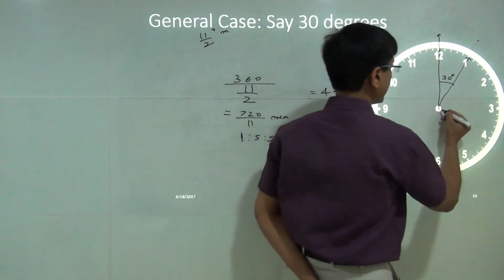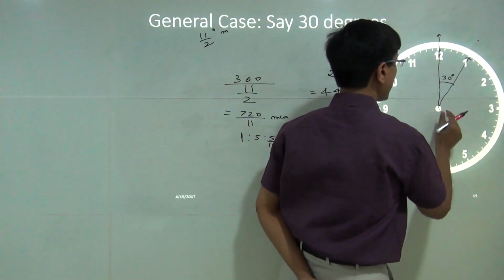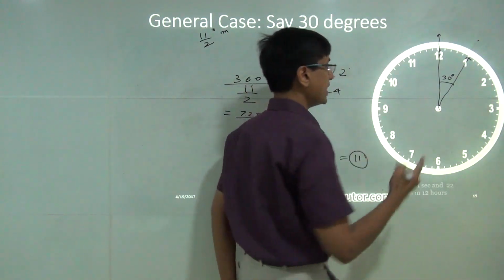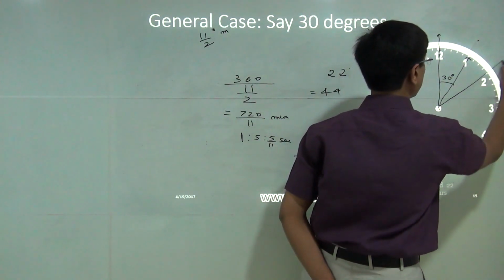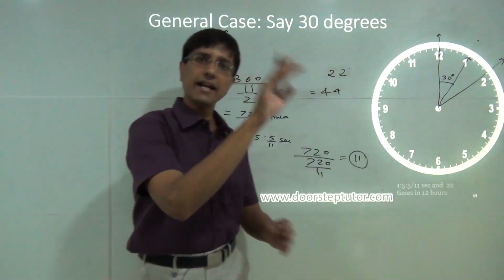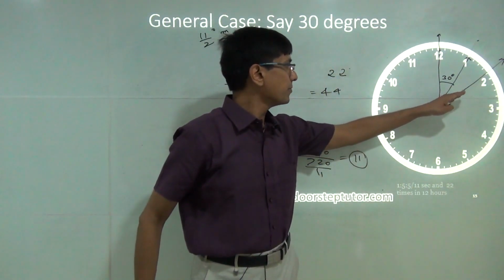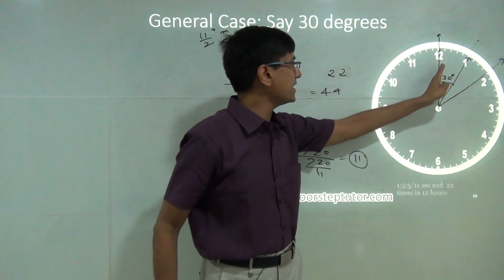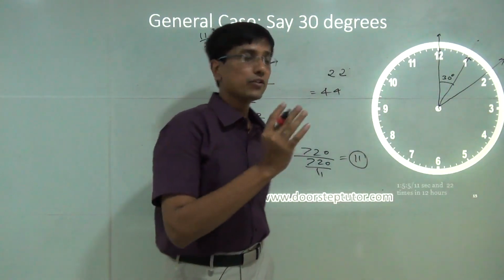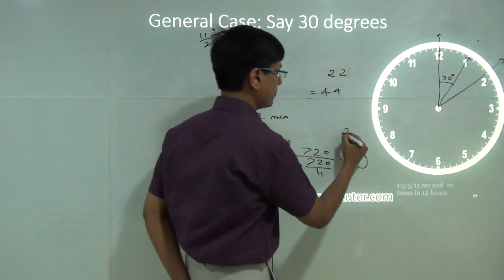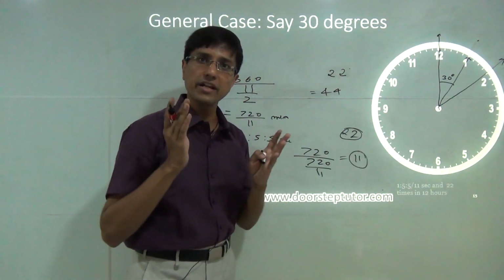Note that. Second thing to note is this 30 degree angle can be formed in two ways. Once the hour hand is ahead of the minute hand, and the second time the minute hand is ahead of the hour hand. So instead of 11 such possibilities, there would be 22, which we already know.